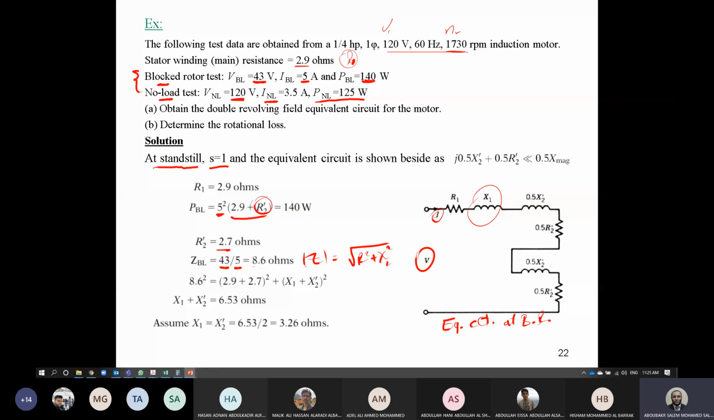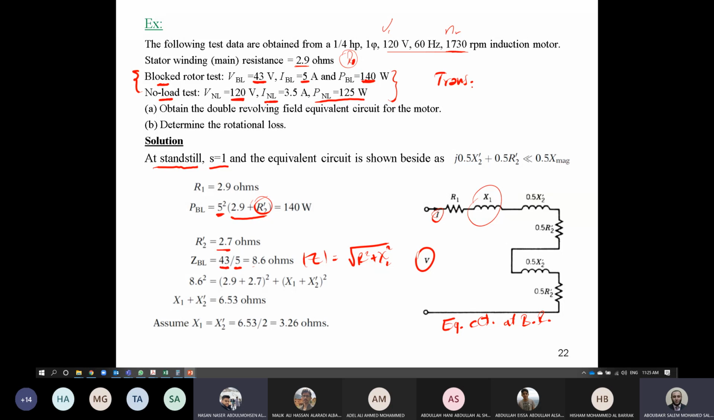For that, when you divide V over I, it will give you the amount of Z. If it is DC, again, this means the no load and blocked rotor tests are only for AC, not for DC. Exactly. When we made the parameter determination for a DC motor, did we use blocked rotor and no load tests? We used different tests, right? We did not use that. But we use these tests for the transformer, which is an AC machine as well. We use them for the induction motor. We can use them for the synchronous motor and so on.